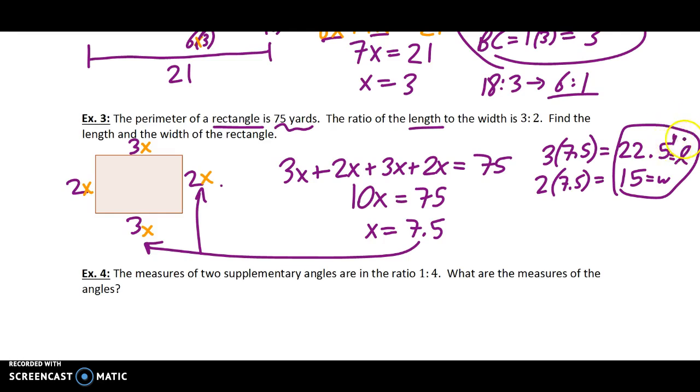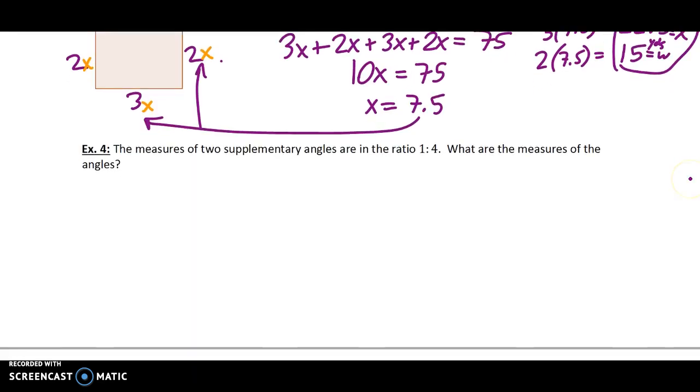Okay, and they did say yards, so we should probably put yards on these, just to be a little more clear. How about this one? The measures of two supplementary angles, that means they add up to 180 degrees, right? Are in the ratio 1 to 4. That means one angle is 4 times as big as the other. What are the measures of the angles?